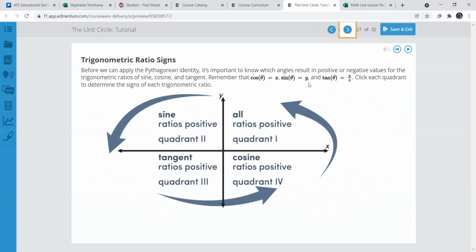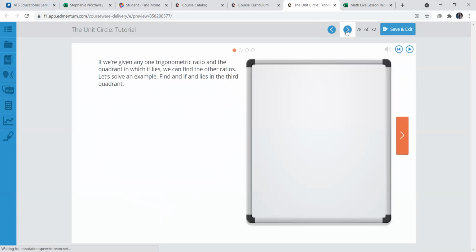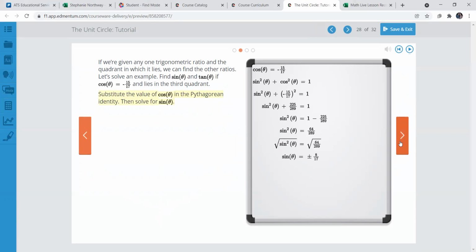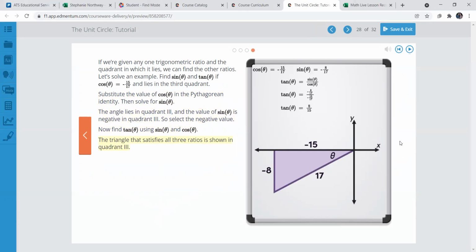We'll go to the next part. Okay, this is ratio signs. And it's just showing you what's going on in the different quadrants. Okay, here's how you would solve it. It's just going through a different example for you.